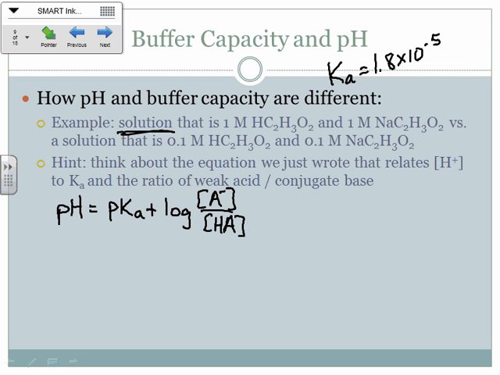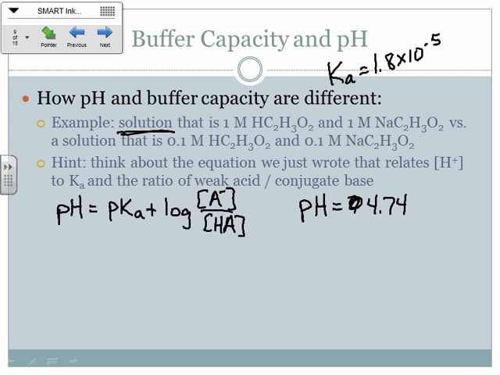Now, by the way, have we talked about how to find the P of anything? I think we did, didn't we? You just take the negative log of it, right? So we take the negative log of that Ka value, and I think it ends up being 4.74. Let me just double check. Yeah, 4.74, okay? So for that first solution, the pH equals 4.74.